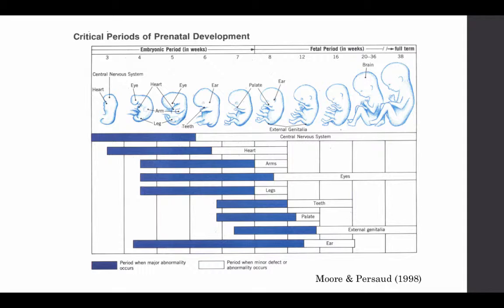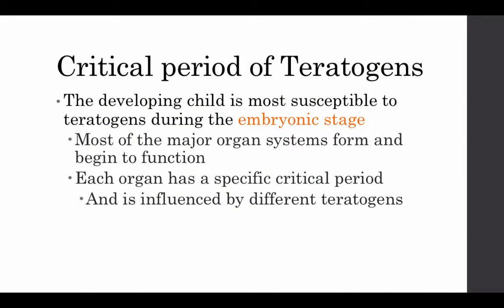This chart outlines the periods in development that each of the main parts of the body systems are most susceptible to abnormal development. And we can see that most of the body parts and systems are susceptible during the embryonic period. And this is the time period when the infant is most susceptible to teratogens. This time is known as the critical period because most of the organ systems begin to form around this time. As we saw in the chart, each organ itself has a specific critical period.